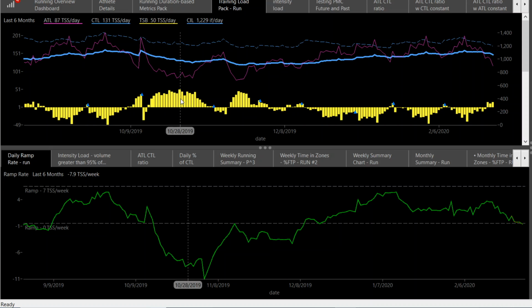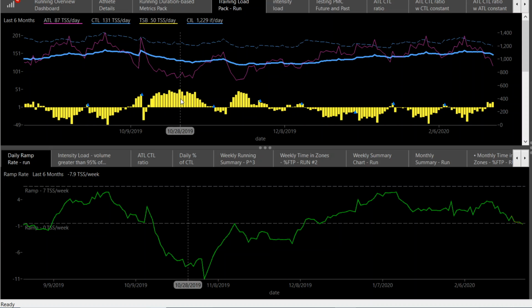Acute training load is an exponentially weighted moving average for all the TSS with a time constant of 7 days. So that means about 2 weeks of data. Again, with the more recent weighted heavier and the 2-week-old data next to nothing.